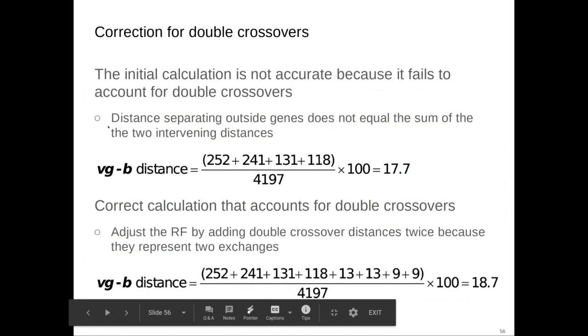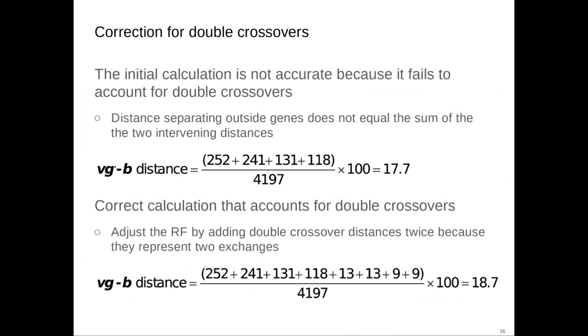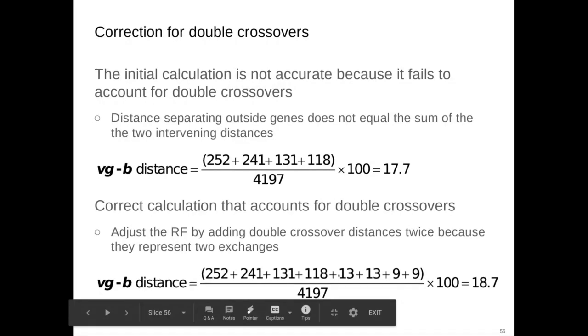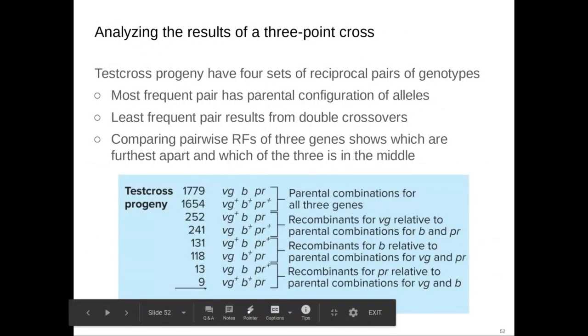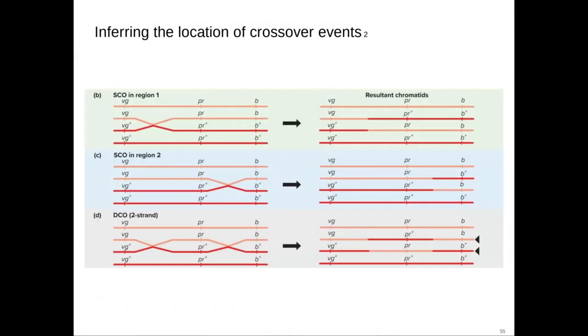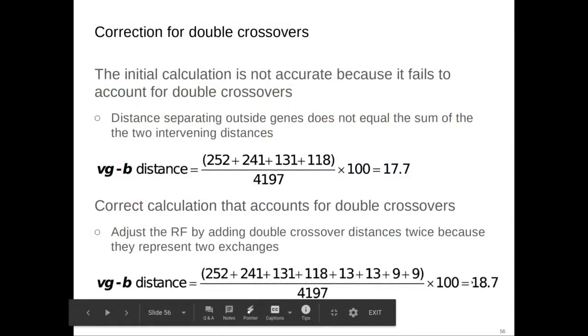So it gets a little complicated, but it's not a big deal. Now, this is our original cross that we did, right? 252, blah, blah, blah, times 100 gives us 17. Now, if we correct the calculation to account for double crossovers, you'll notice that the math is very similar, but we add some new terms, 13, 13, 9, 9. Where does 13, 13, 9, 9 come from? Here and here. We have to account for a crossing over event doubly occurring here. So it's where we get our 13, 13, and our 9, 9, which gives us 18.7, which is much more accurate.